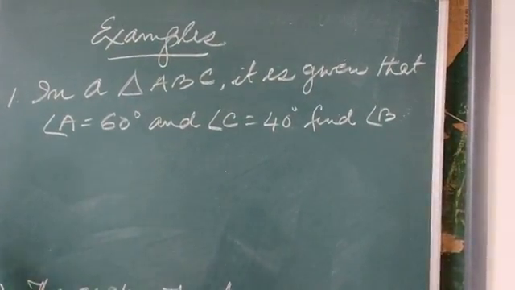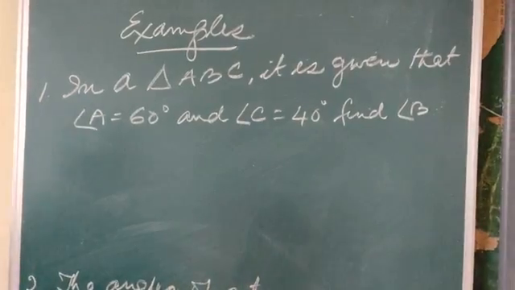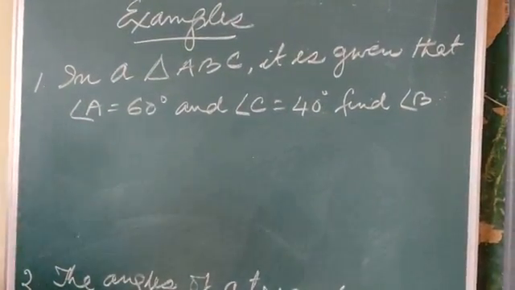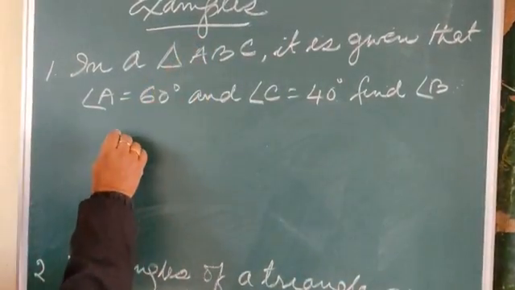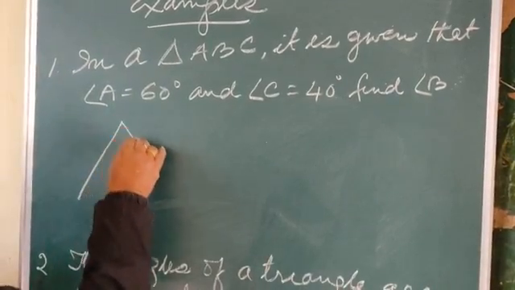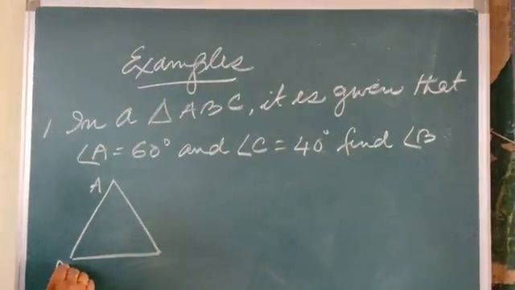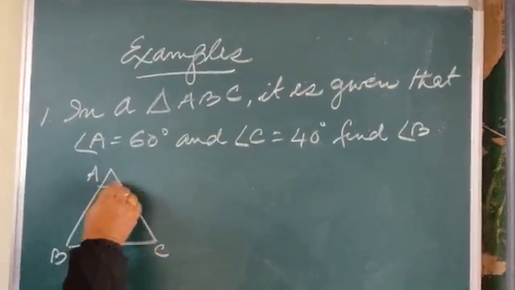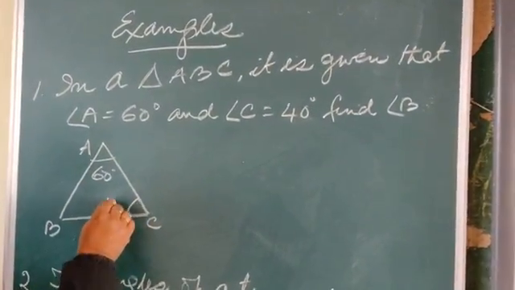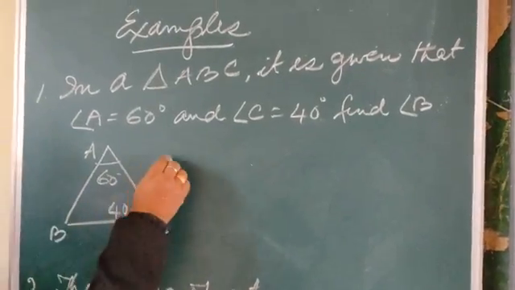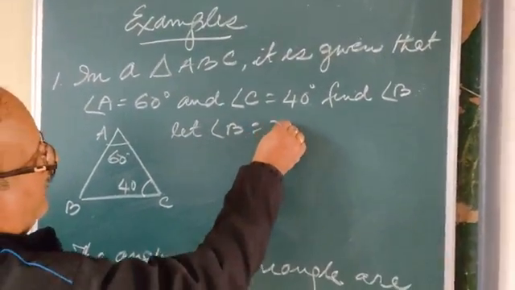I've taken the first question from the book. In a triangle ABC, it is given that angle A is equal to 60 and angle C is equal to 40. Find angle B. Let us take a drawing of this one. Let us see A, B, C. Angle A is 60 degree. Angle C is 40 degree. Let angle B be equal to x degree.